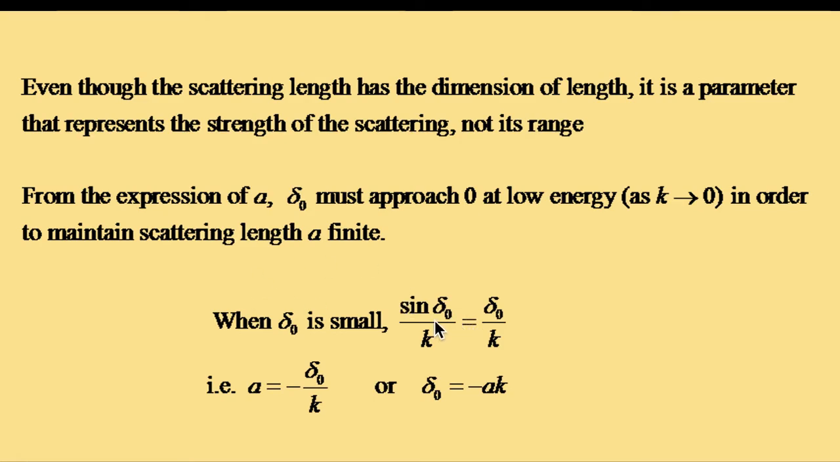And when theta is small, you can write sine theta as theta. That means you are writing sine delta 0 by k as delta 0 by k. So we have the original expression a as minus sine delta 0 by k. You can now write it as minus delta 0 by k, or delta 0 as minus ak.